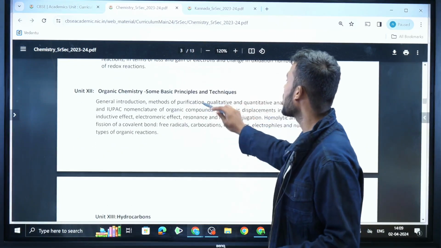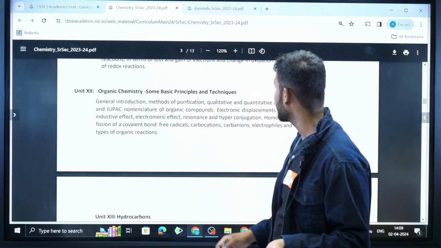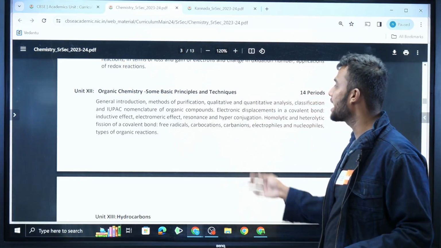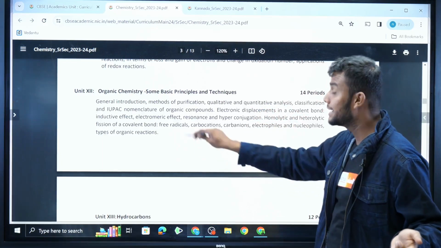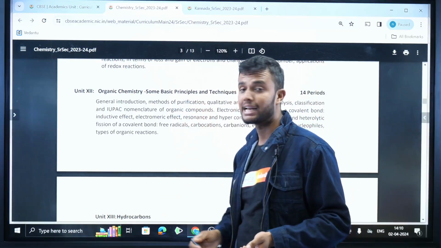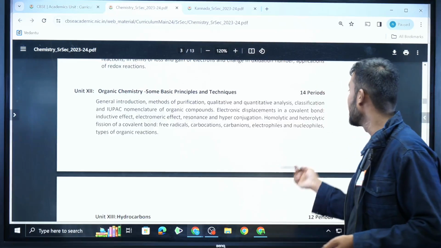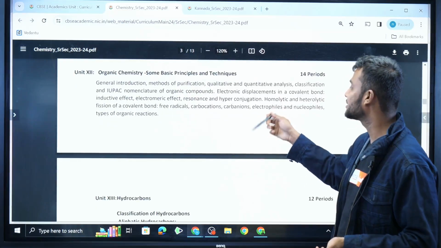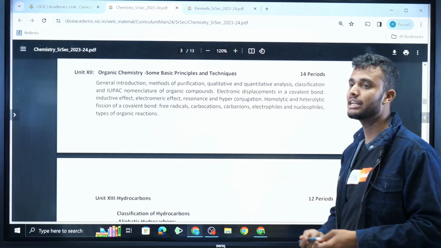Then after that, organic chemistry: some basic principles and techniques, general introduction, methods of purification, qualitative and quantitative analysis, classification and IUPAC nomenclature, and electronic displacement in a covalent bond, inductive effect, plus I and minus I effect, electromeric effect, resonance and hyperconjugation, and also homolytic and heterolytic fission of covalent bonds, radicals, carbocations, carbanions, stability. I explain the entire thing, my dear students.